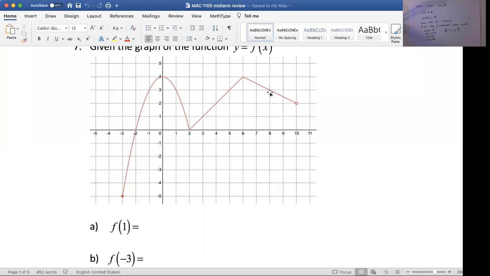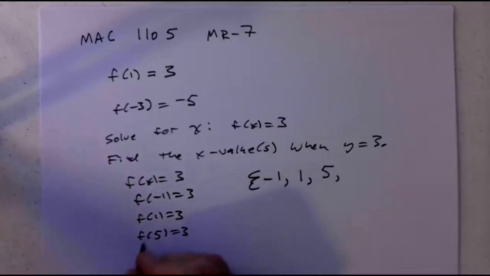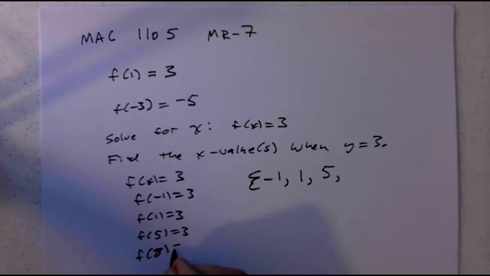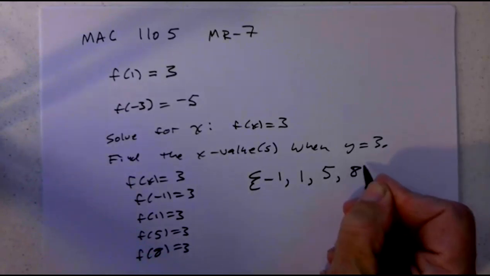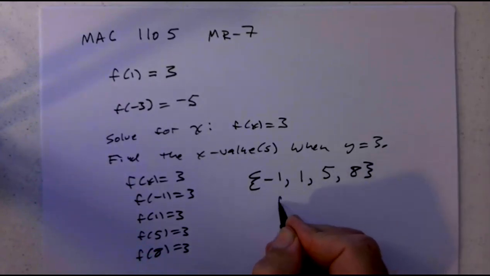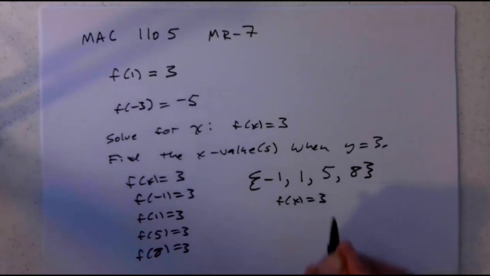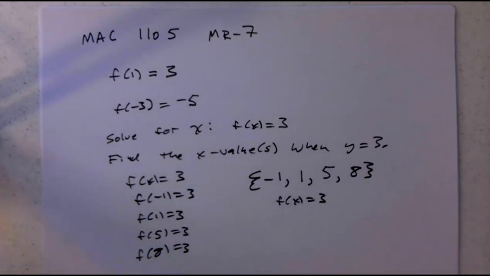And we have one more. It looks like this one here, which is 8. Looks like f of 8 equals 3. So 8, 5, 1, and negative 1. So here's my solution set to the equation f of x equals 3. Find the x values when the y value is 3.